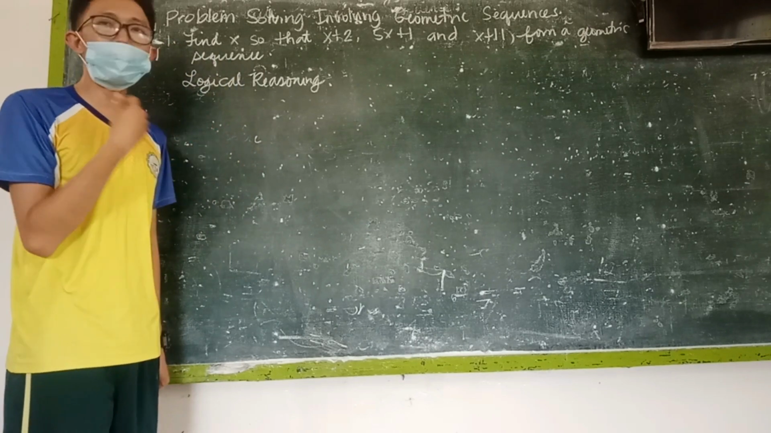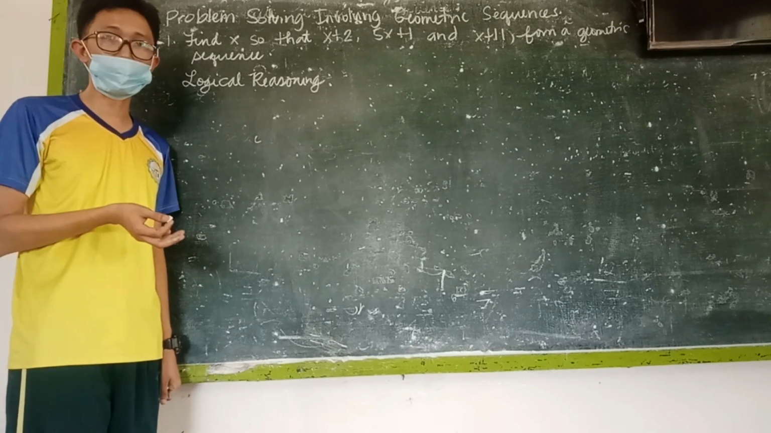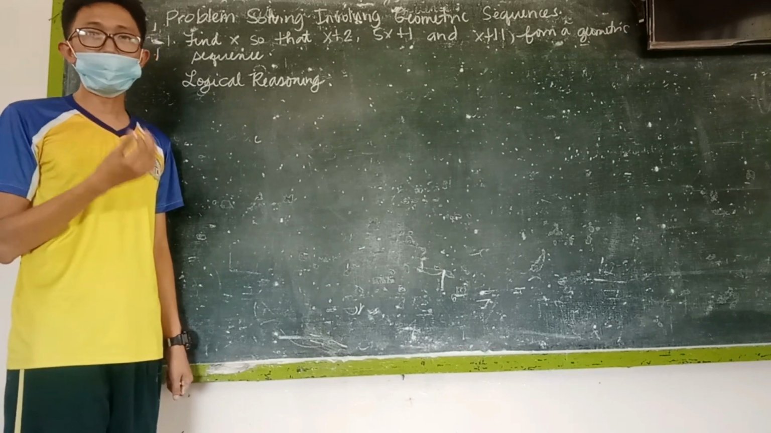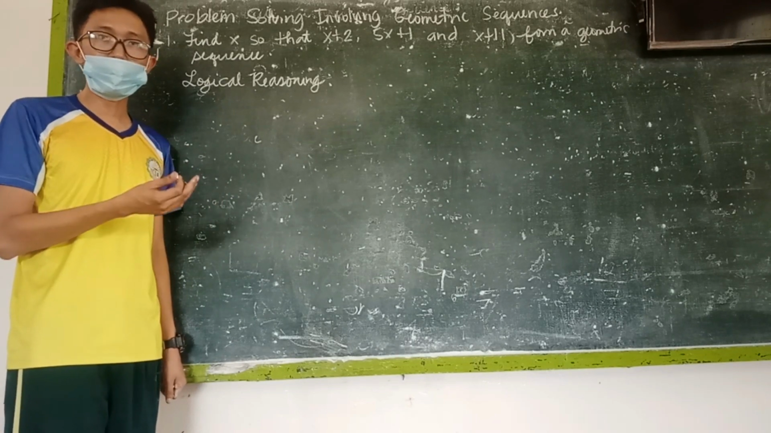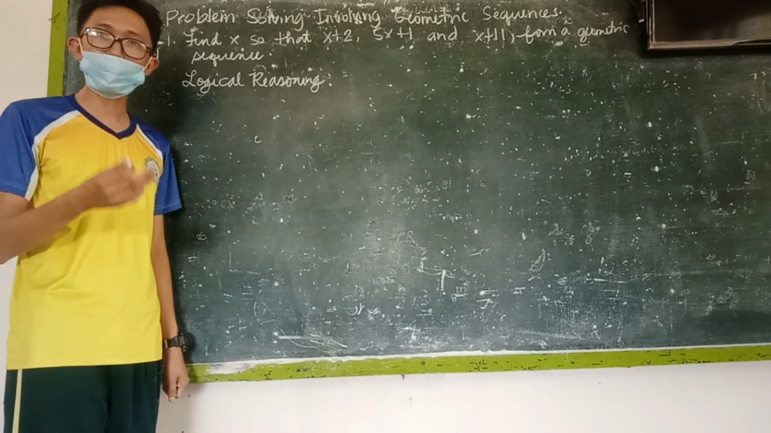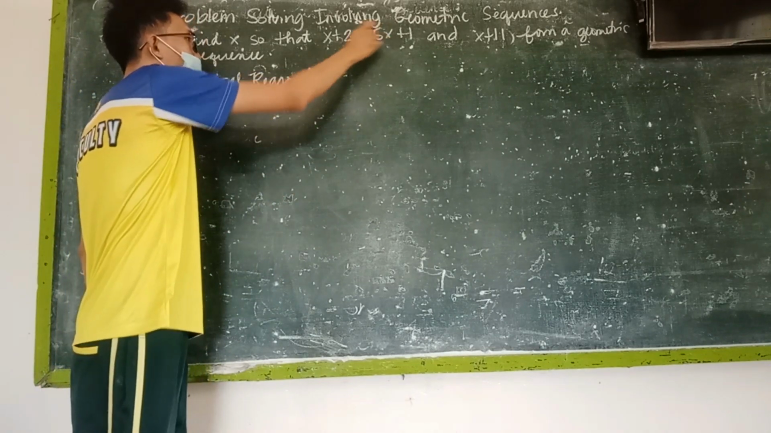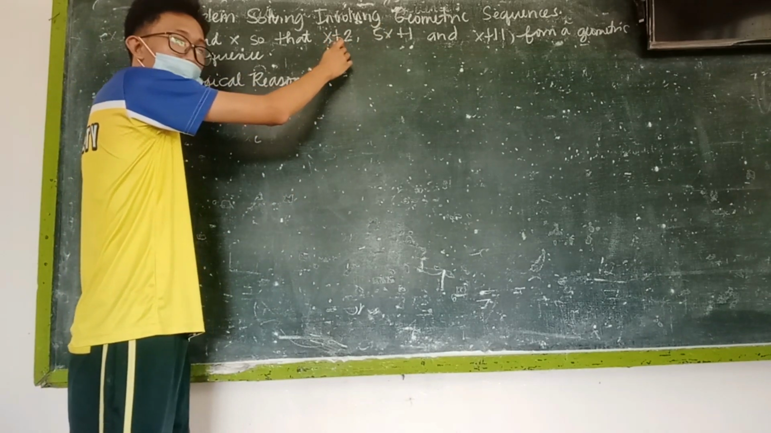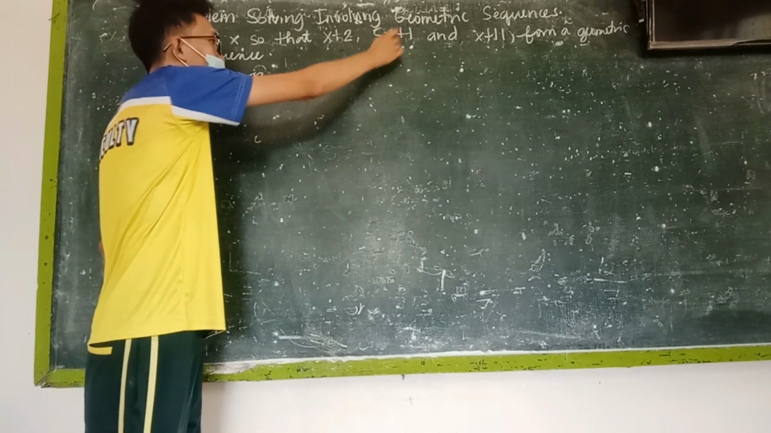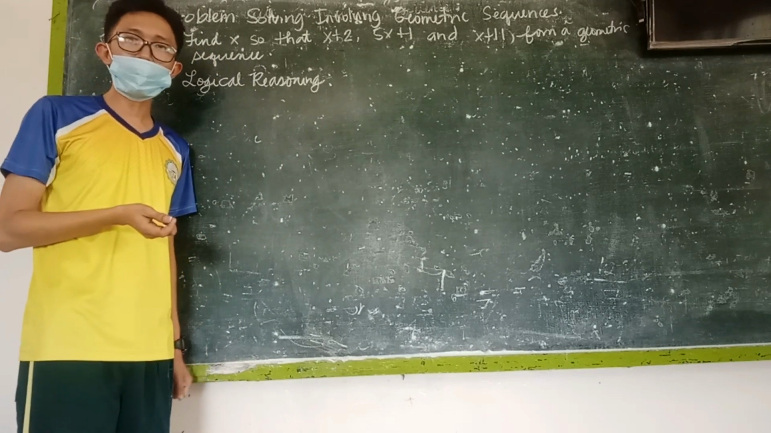Dito naman, instead of subtracting, we will do the reverse of the multiplication. Since ang ginagawa natin, in the common ratio, we multiply the first term with the common ratio to get the second term. Then second term, we multiply sa common ratio ulit para makuha ang third term. So, ibig sabihin nito, ang common ratio from x plus 2 to 5x plus 1 must be equal from 5x plus 1 to x plus 11. So, ang reverse ng multiplication ay division.